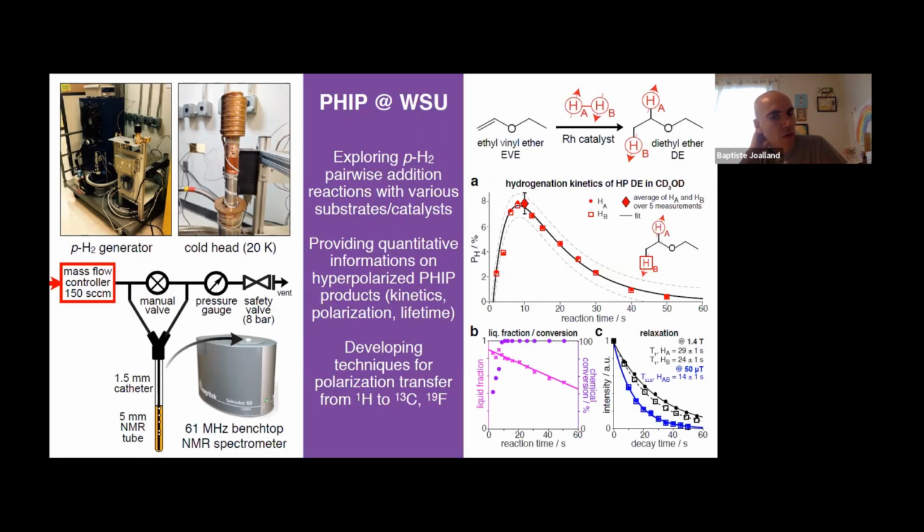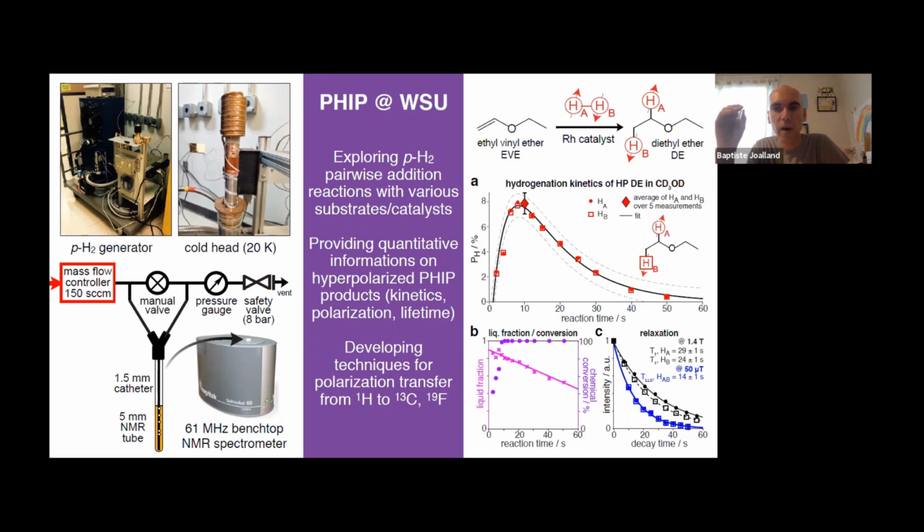So our PHIP studies at Wayne are the most basic studies we can do. We will do this in the liquid phase. We're going to use our parahydrogen generator to cool down hydrogen and get nearly pure parahydrogen gas, bubble it through some solutions, and study the pairwise addition reactions with various substrates and catalysts, to characterize the hyperpolarized products and to develop new techniques for polarization transfer towards heteronuclei.